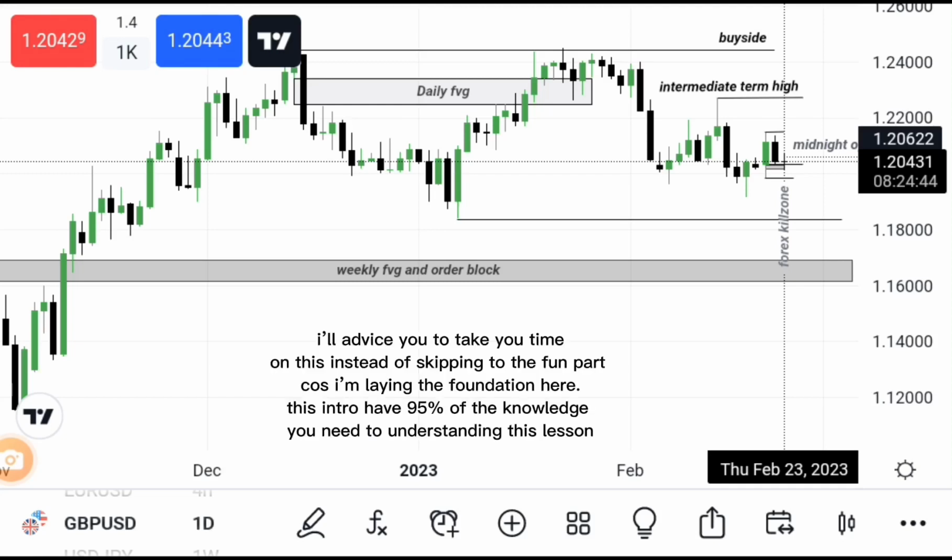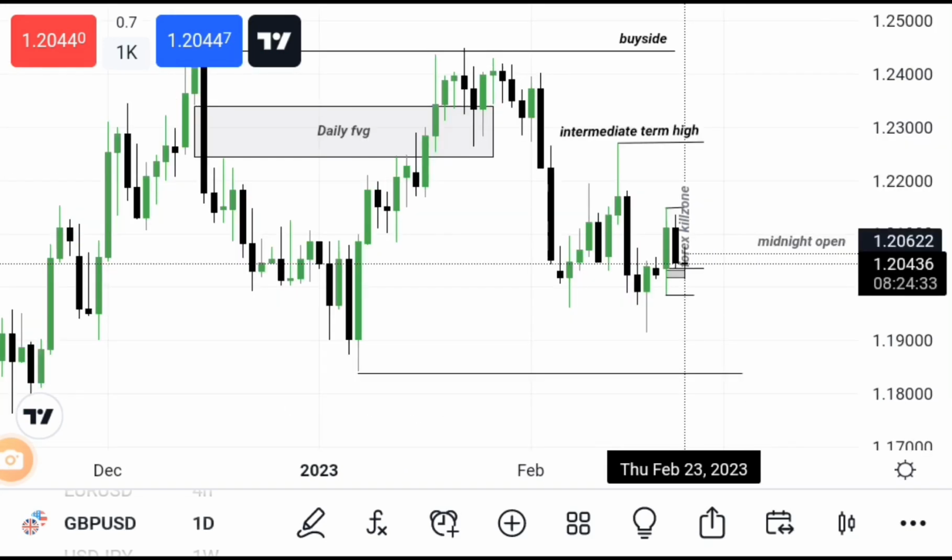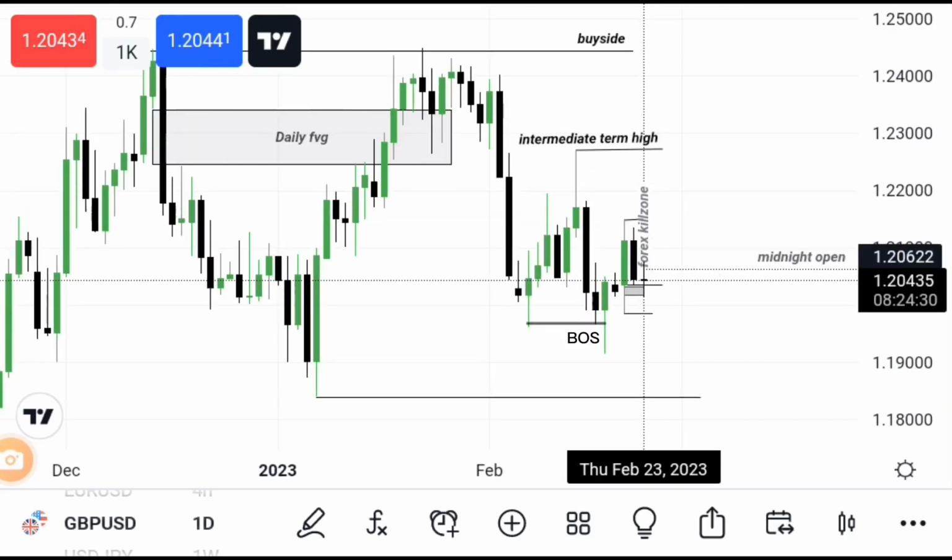So this was a trade I took on February 23rd on GBPUSD. Same day I took the trade on my previous video on US 500 if you've seen it. This particular one is very educative, that's why I have to still upload it. So I advise you to take your time on this one.